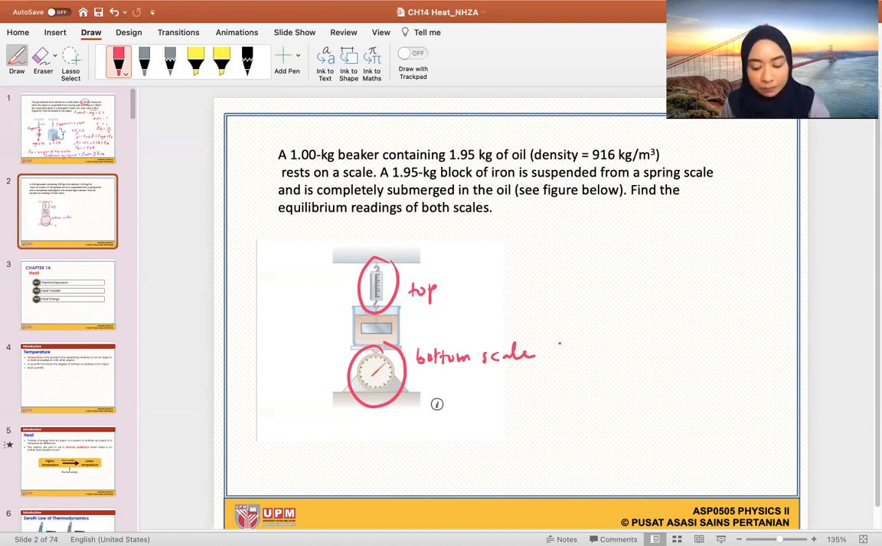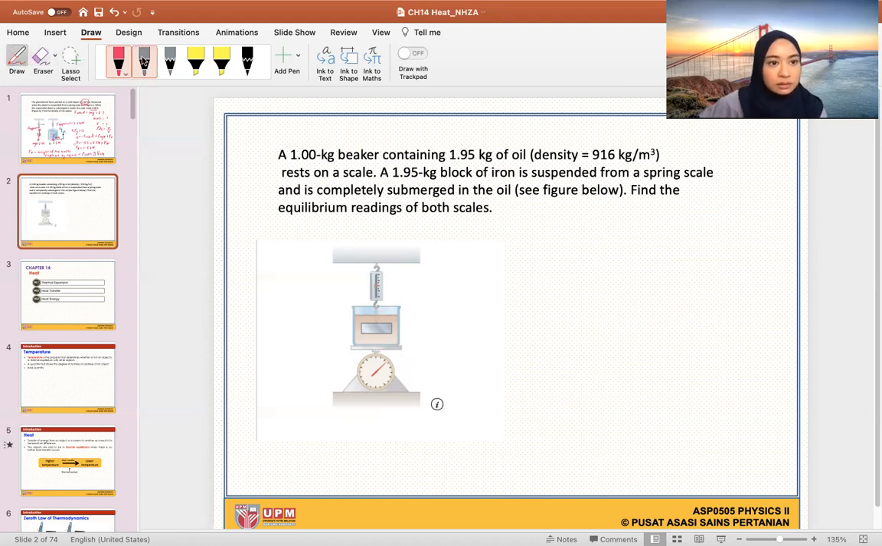The word equilibrium here is what I mentioned earlier. The scale is always in equilibrium with the object. You just have to know what is the force acting that causes the F apparent to be smaller or bigger. Okay, so let's start with this one. For those who already know, I'm sorry, I just need to repeat this for those who don't know. So bear with me, please.